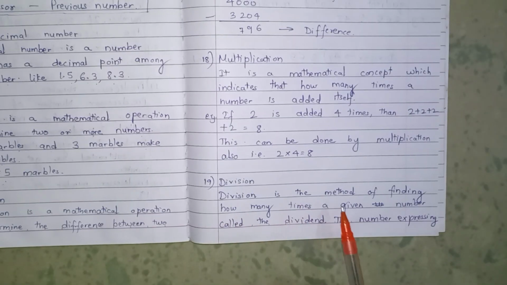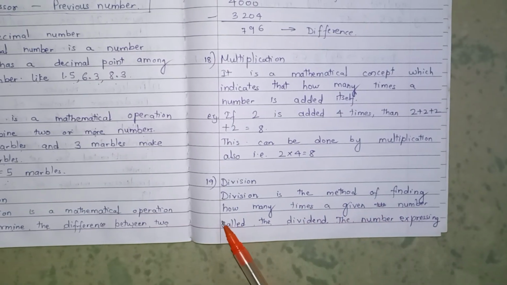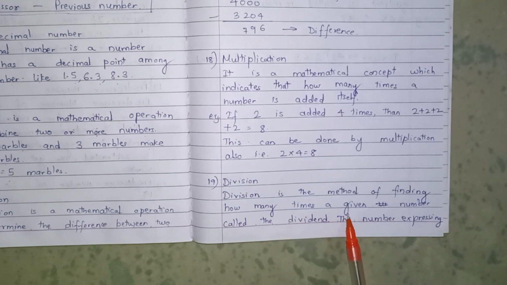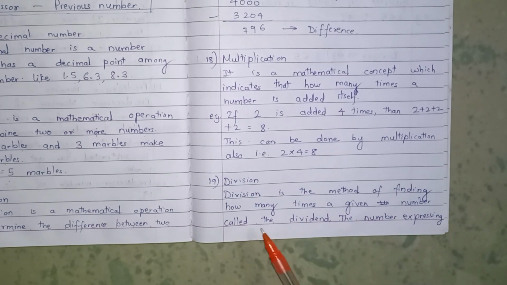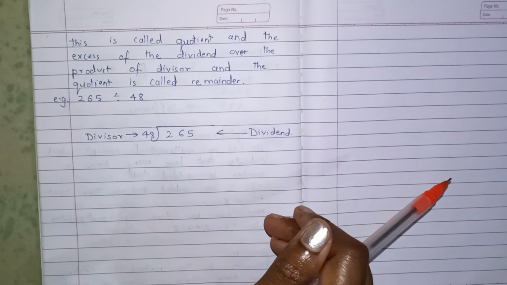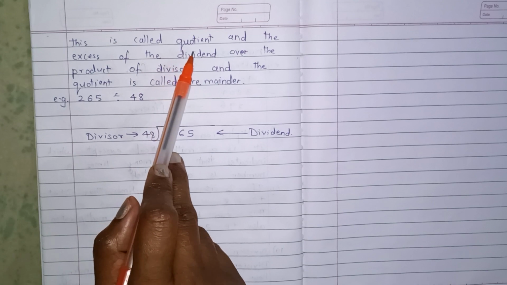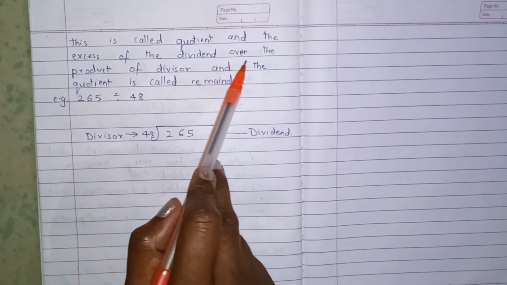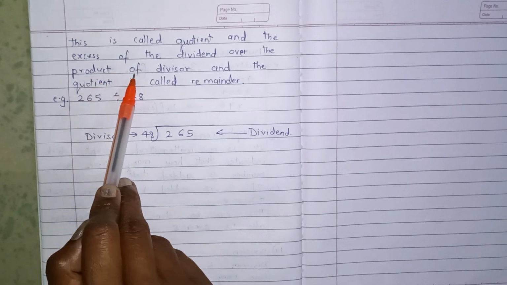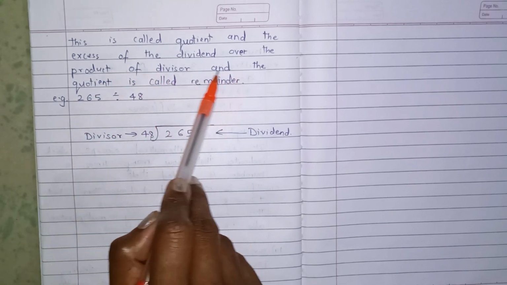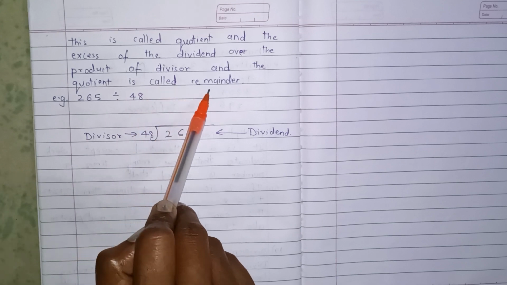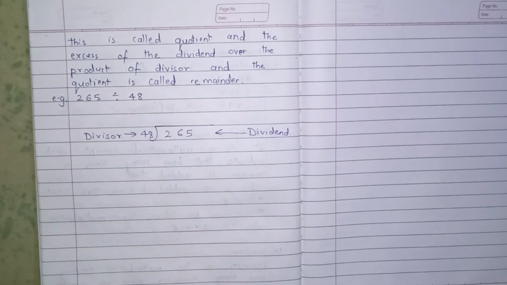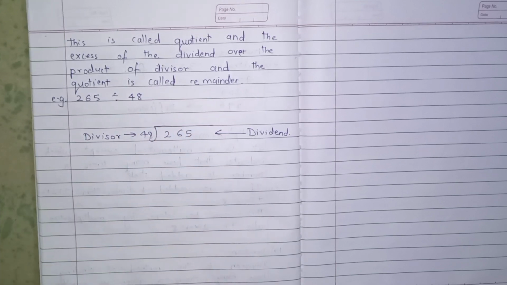Division. Division is the method of finding how many times a given number, called the dividend, contains another. The number expressing this is called quotient, and the excess of dividend over the product of divisor and the quotient is called remainder. Confused, right? Wait, I'm going to explain it in a simple manner.